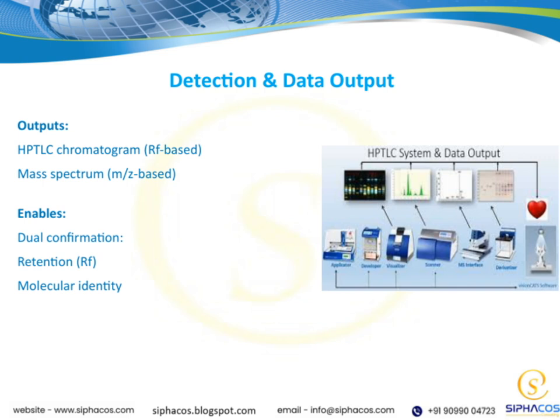What's really important here is that these outputs enable dual confirmation. That means we can verify the compound's identity in two ways: by checking its retention, or Rf value, and by confirming its molecular identity through the mass spectrum. This dual approach significantly increases our confidence in the results, ensuring they're accurate and reliable. Connecting this to the overall theme, these detection outputs are crucial because they provide both an initial separation profile and a detailed molecular fingerprint. Together, they give us a comprehensive way to confirm what compounds we're dealing with, which is essential for precise and trustworthy analysis.